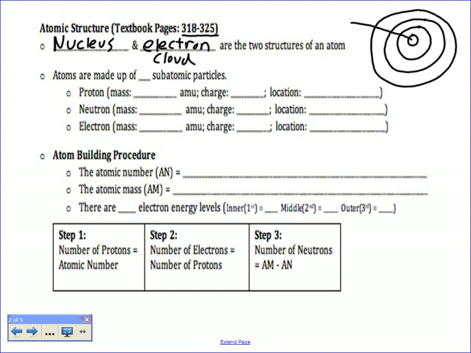Okay, so we got the nucleus up here, and then these three are the electron cloud.